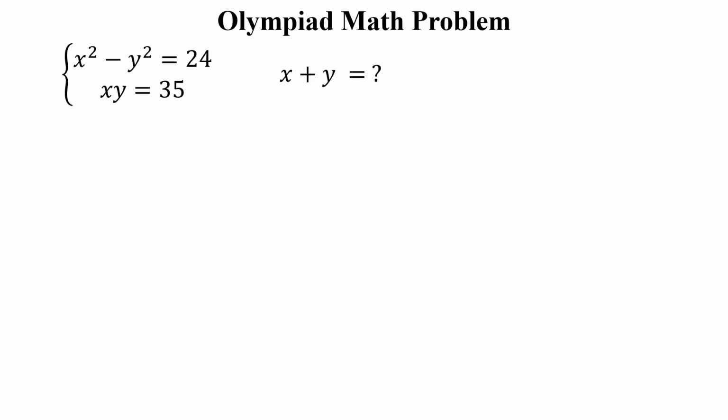The question is, if x square minus y square equal to 24 and xy equal to 35, what is the value of x plus y? How can we solve this?